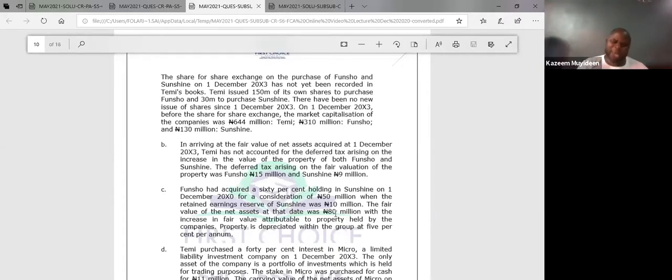For example, ECO has 60% in BICO. BICO now has 30% in SICO. ECO now has a direct investment of 30% in SICO. I must consolidate them. The combination of the shares, has it given me control? Yes. ICAN has not tested that.